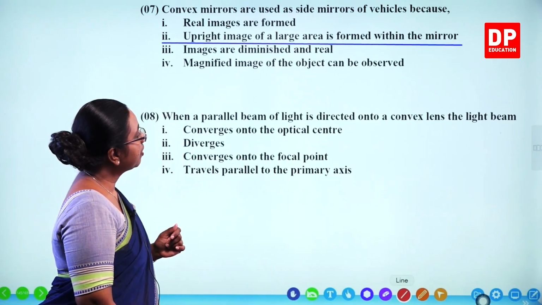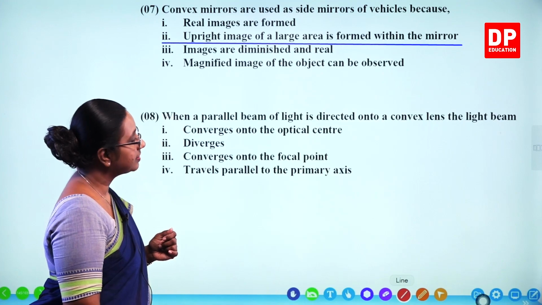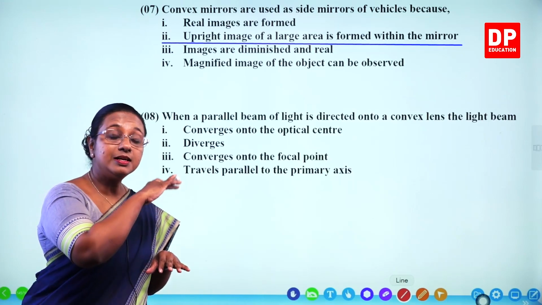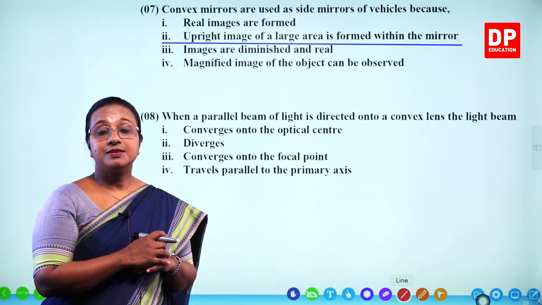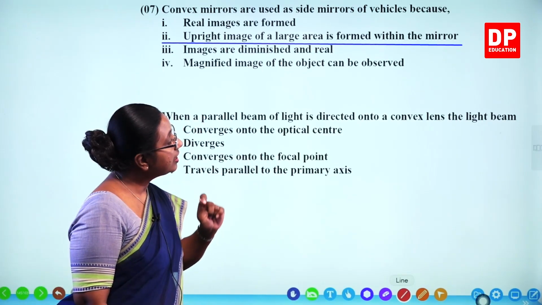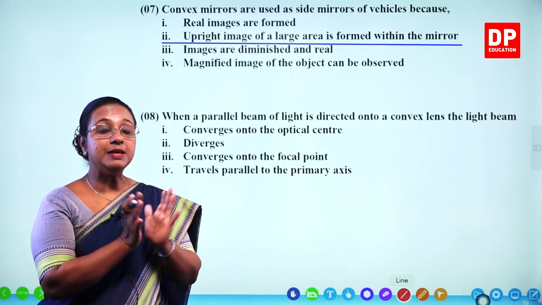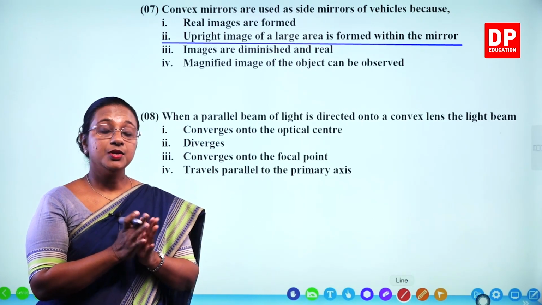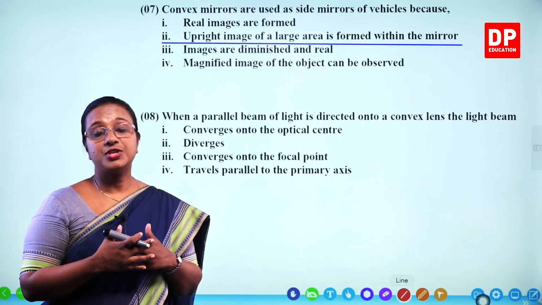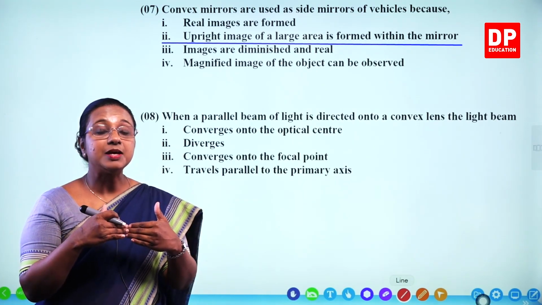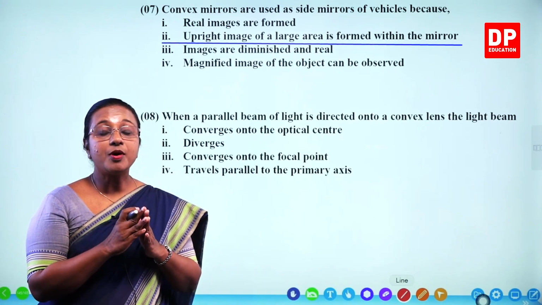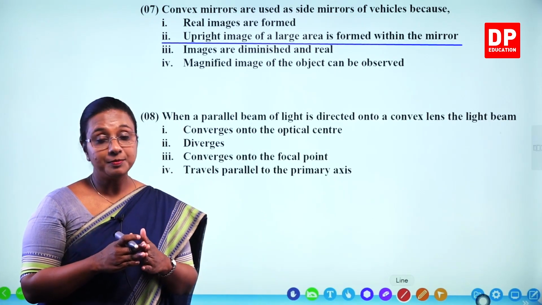When a parallel beam of light is directed onto a convex lens, the reflecting surface is curved outwards, the same as the previous question. So convex lenses always reflect the beam away from a point. So that becomes a divergent beam, and when you extrapolate those divergent beams, they meet at a point inside the mirror or behind the mirror, and that point is what we call the focal point.